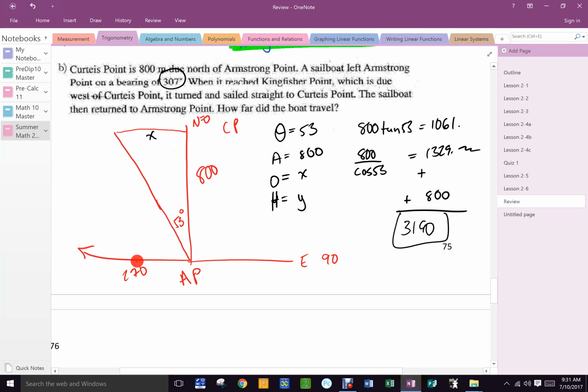How far is it from west to north? 90. All the way around to west was 270, yes? But I went 307. So if this is 270, I had to go 37 more there, yes? And that used 37 of this whole 90, leaving me with 53. Okay?